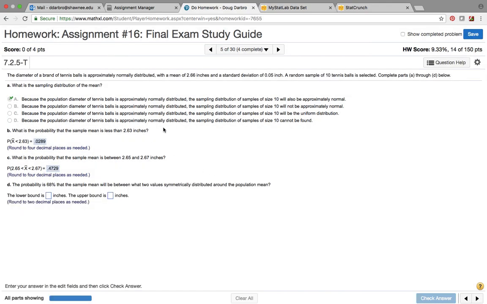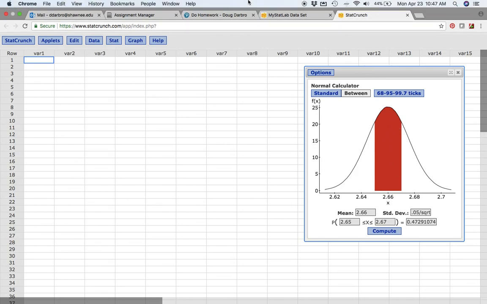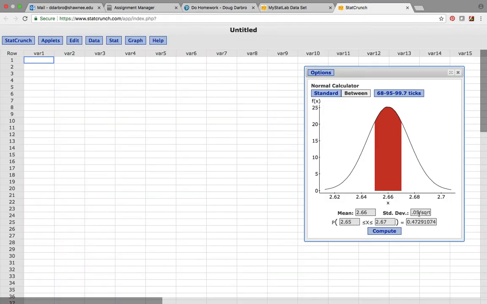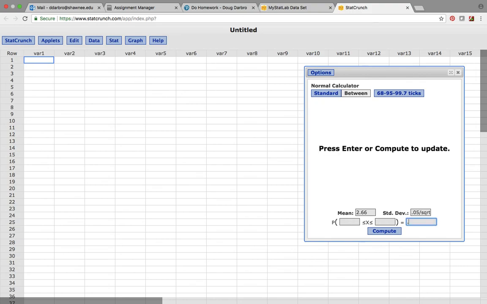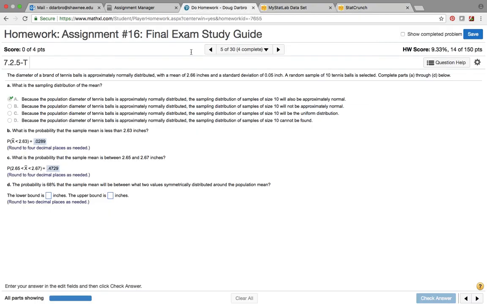And then it looks like the final, A through D, the probability is 68% or 0.68 that the sample mean will be between what 2 values. So we went around to 2 places here. So what I can do is the between, but let me go back and make sure I got this right, 68%, okay? So I want the value to be 0.68, and I want to solve for the 2 values. So 2.64 and 2.68.